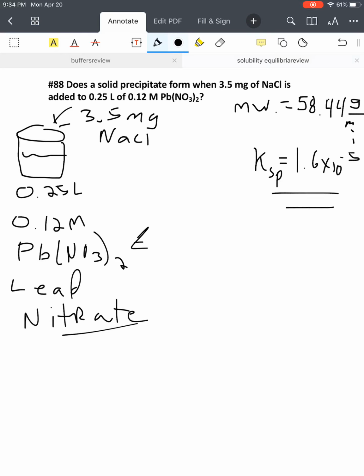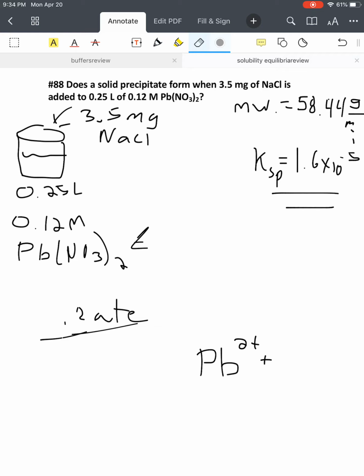Now, I see lead 2 plus as one of my ions here. And I key on that right away because a lot of lead ionic compounds are not so soluble. Now, lead nitrate is soluble, so that's not a worry here. It's going to dissolve and we're going to be able to make a solution. But I'm mixing my lead nitrate with something else, aren't I? I'm mixing it with sodium chloride.